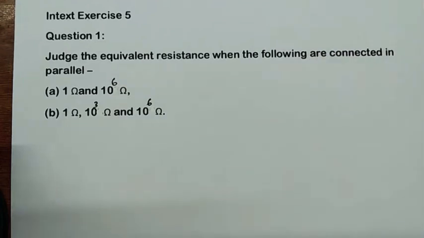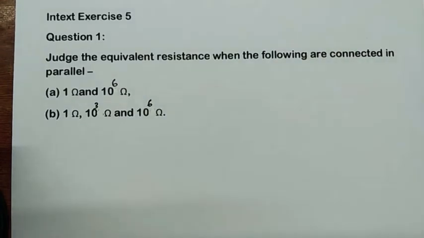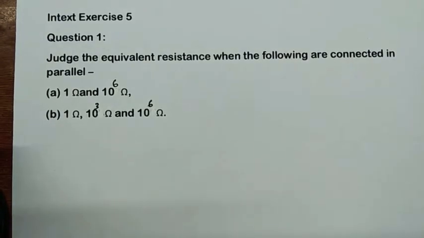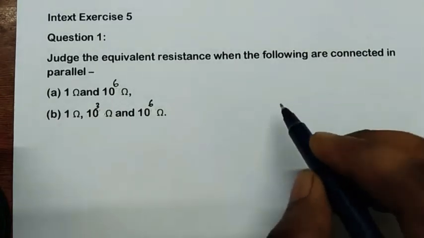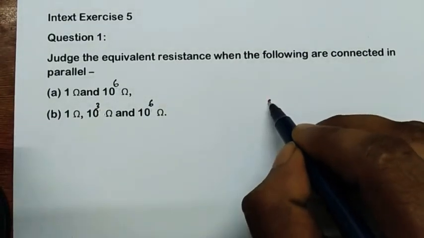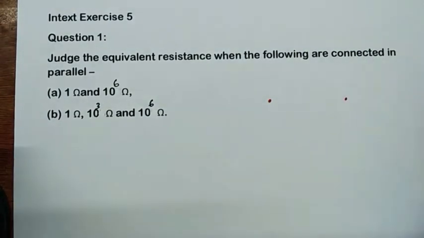Judge the equivalent resistance when the following are connected in parallel. First of all, what is a parallel connection? That we should know. Resistors are in parallel if their terminals are connected to the same nodes. Same nodes indicates same points here. So I am going to take two points here.